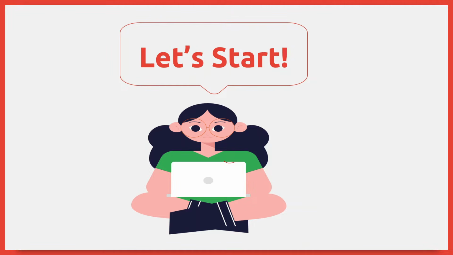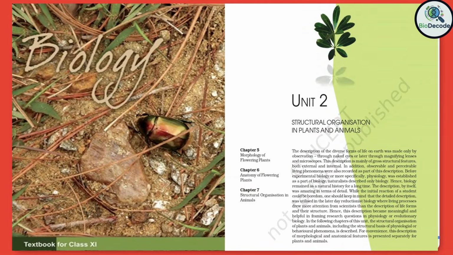This is BioDecode, and you're listening to Chapter 5, Morphology of Flowering Plants. Unit 2, Structural Organization in Plants and Animals.